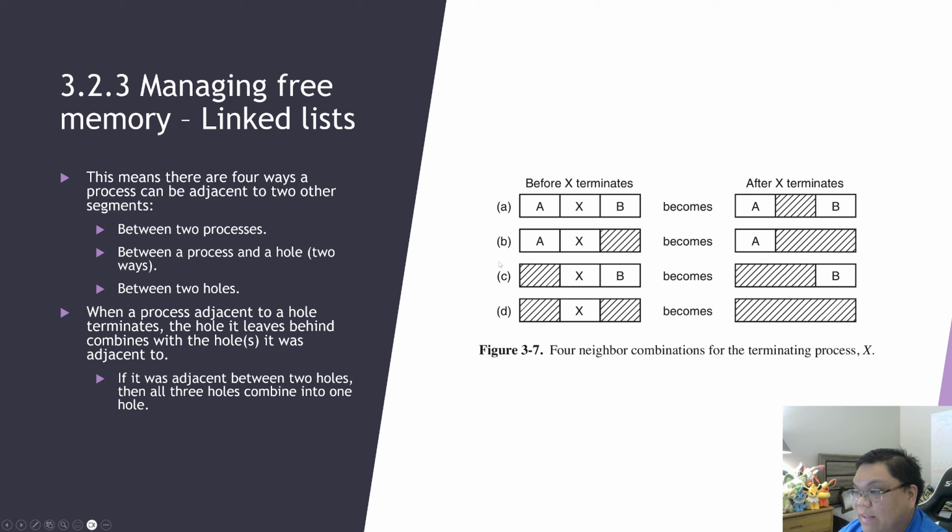Those are the rules for this linked list. Processes are their own thing. Processes will always be adjacent to other processes or other holes, or some combination of the two. Holes can never be adjacent to other holes, they just combine into one.